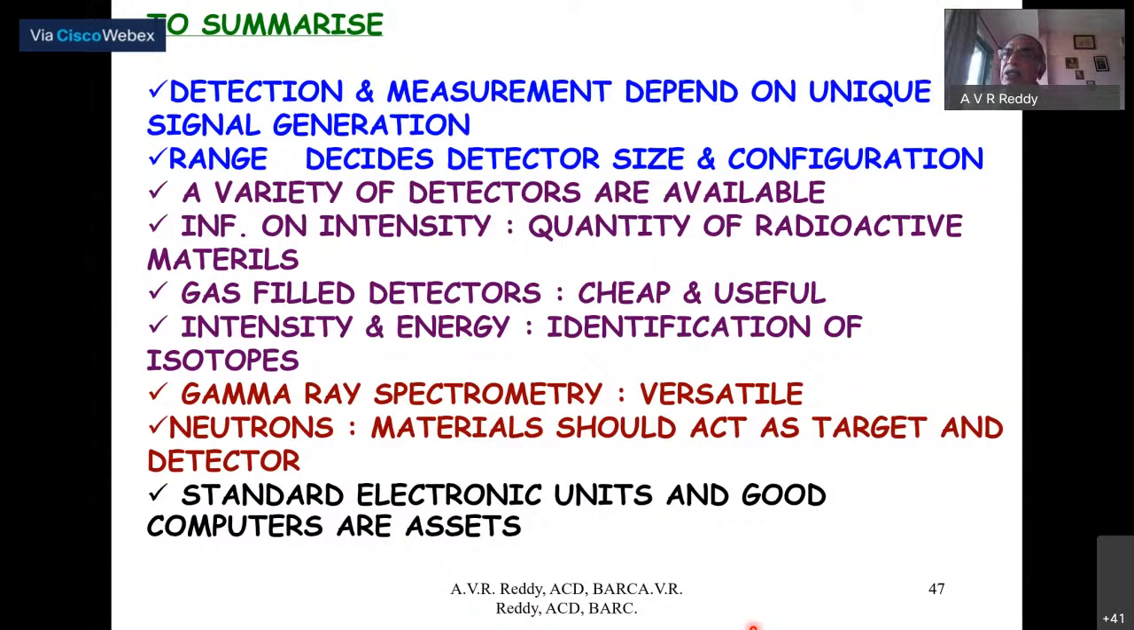Gas-filled detectors are cheap but extremely useful. Intensity and energy identification of isotopes is possible, which we did. Gamma ray spectrometry is versatile. For neutrons, materials should act as target and detector, which I explained in the last class. Standard electronic units and good computers are assets.